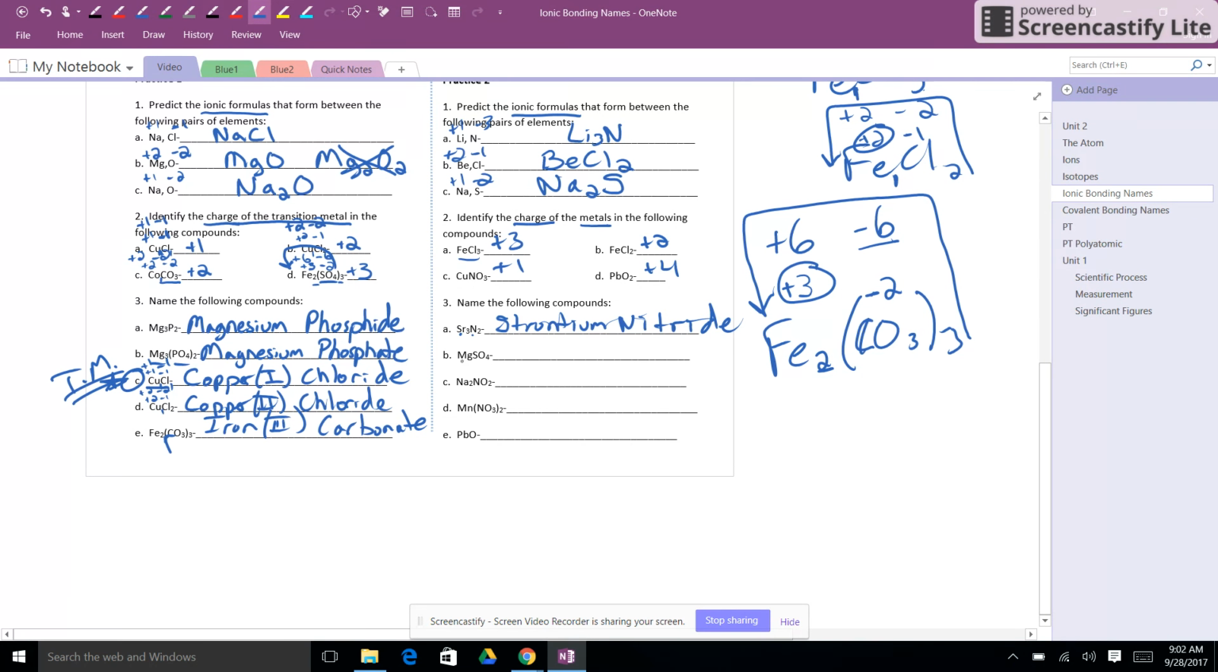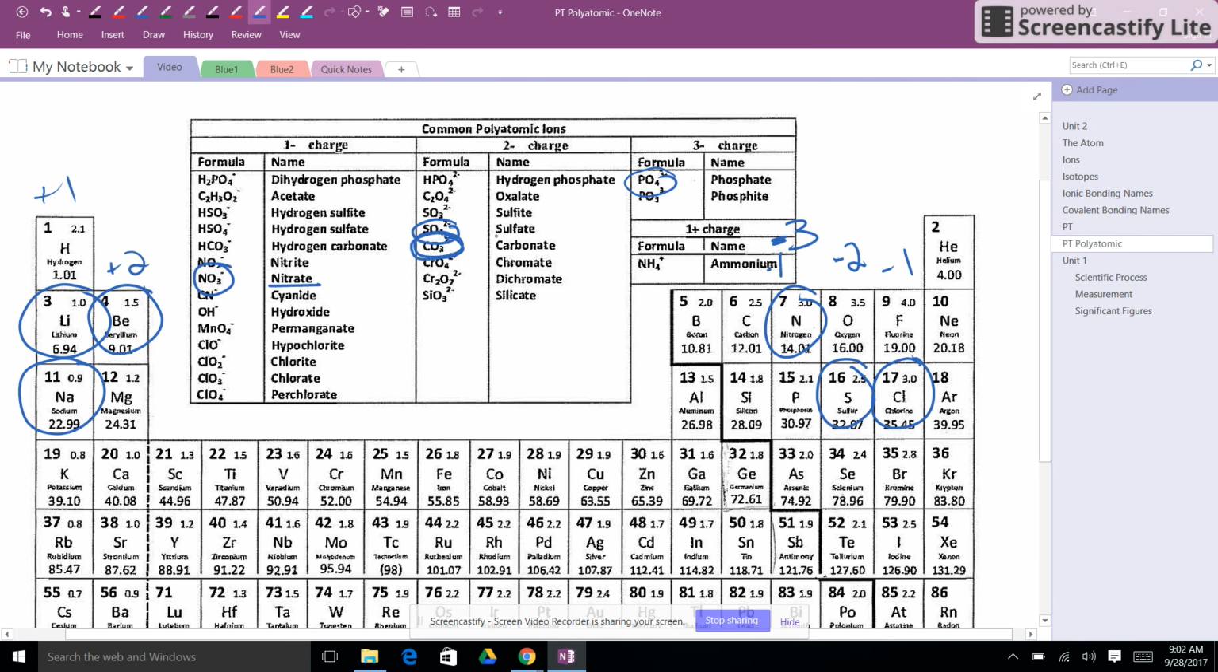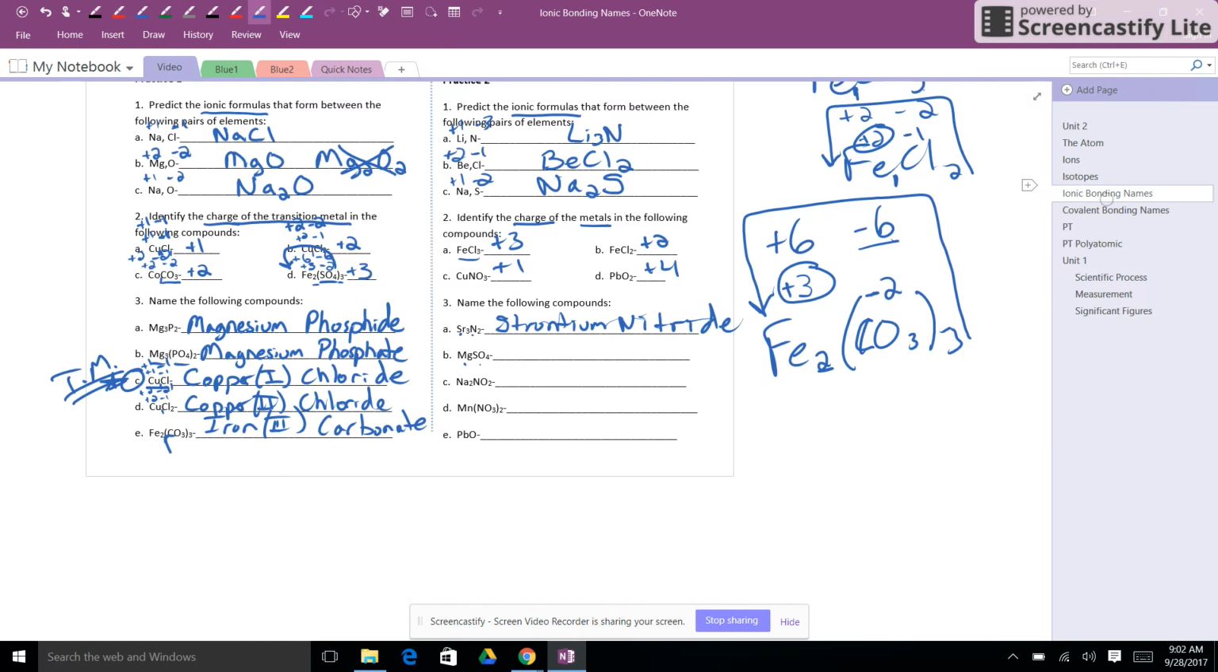Okay, MgSO4, main group metal with a polyatomic ion. Let's go ahead and look SO4 up. SO4 is sulfate. We don't have to memorize that. We just need to know to look it up. So we just have magnesium sulfate. Make sure to end in -ate, not -ide.